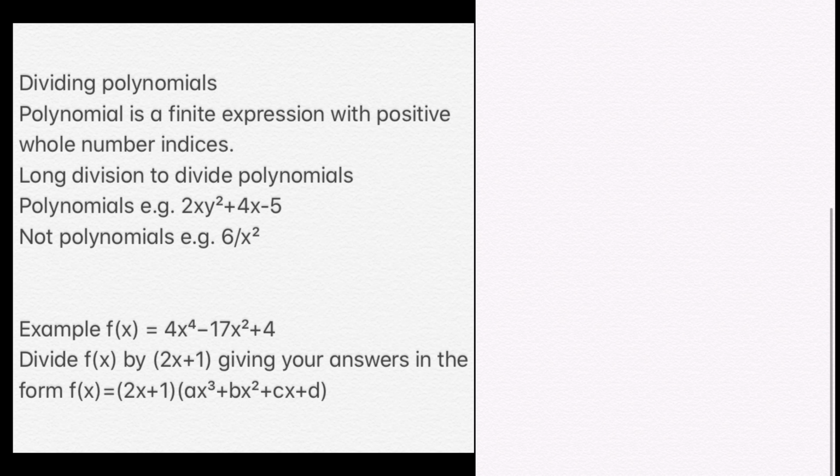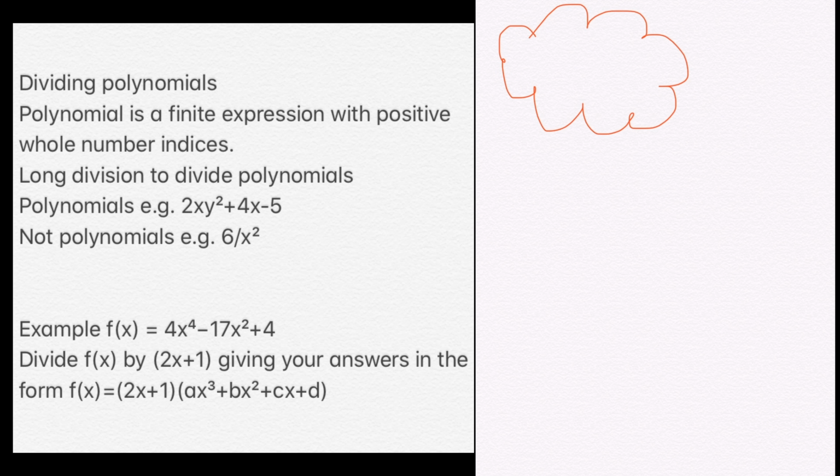Let's look at an example in which we have to divide f of x by 2x plus 1, and we have to leave our answer in the form f of x equals 2x plus 1 times ax cubed plus bx squared plus cx plus d. Therefore, we know that we need to divide f of x by 2x plus 1. Like if 6 is divided by 2, it gives 3, so 2 times 3 gives us 6.